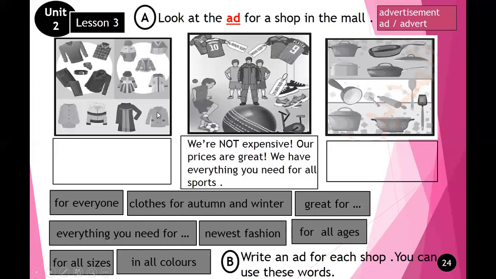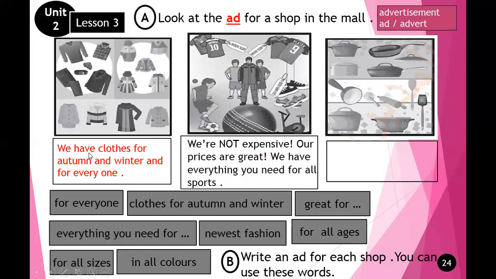We will write an ad under each shop using the statements in exercise B. So first here, the first shop, as you see, we have clothes for winter and autumn in different colors. So the expected ad we can write under this shop is: we have. This shop advertises itself, using some of the statements to write the ad.